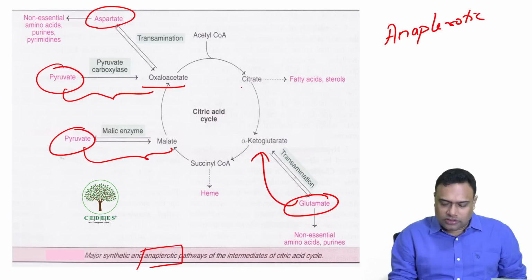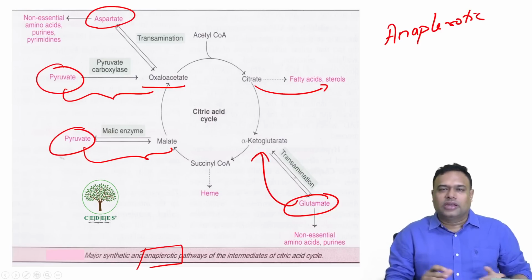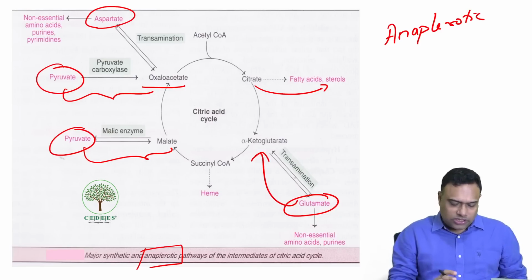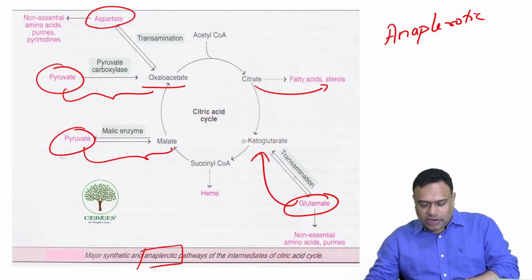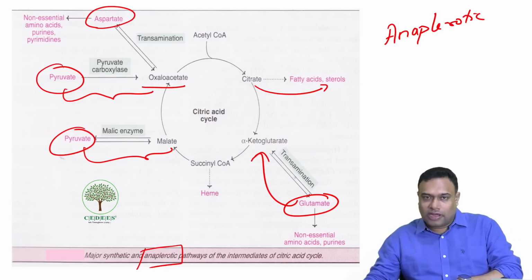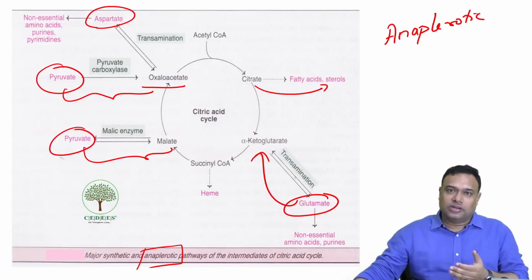Right, so you see citrate, how it's going to form fatty acids and sterols, or alpha ketoglutarate forms glutamate, and all these particular pathways are very, very important. If you see here, glutamate acted upon by transamination to form alpha ketoglutarate. Similarly, oxaloacetate undergoes transamination to form aspartate. It can also be the other way around.